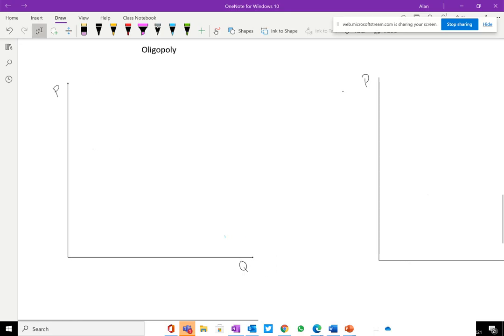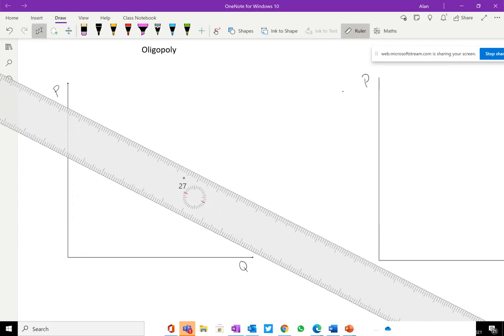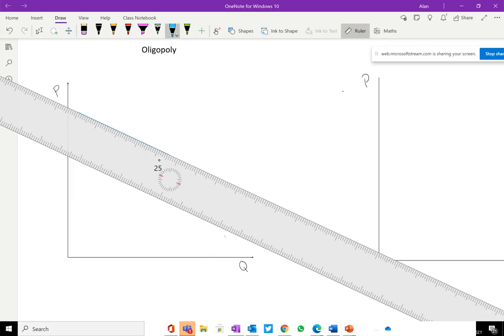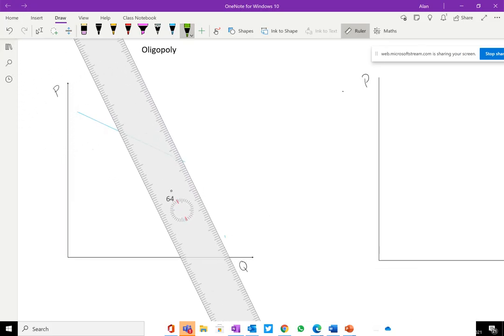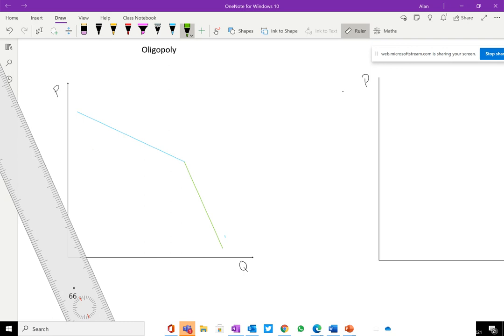So let's do our demand curve here. I need the ruler. What we're talking about here is when we draw a demand curve for an oligopoly. I'm just going to look at the kinked demand curve for oligopoly, rather than doing the whole thing. We have 2 situations right here. We have one demand curve that goes up like this, and one demand curve that goes like that. You can call this D1 if you want, and you can call this D2.